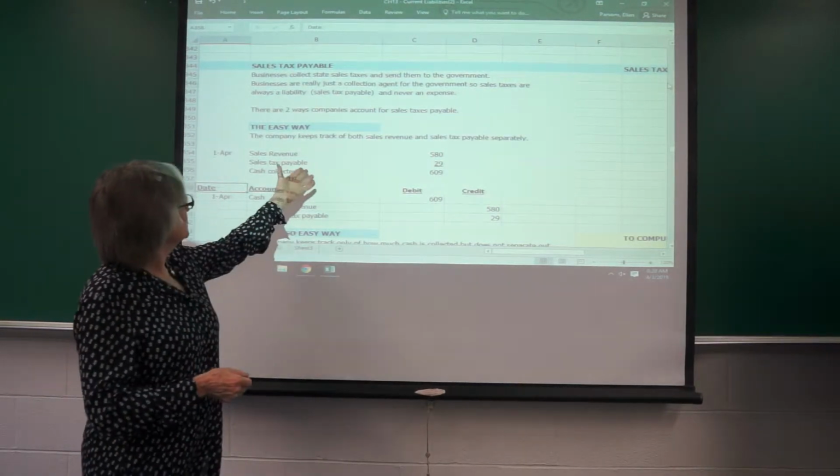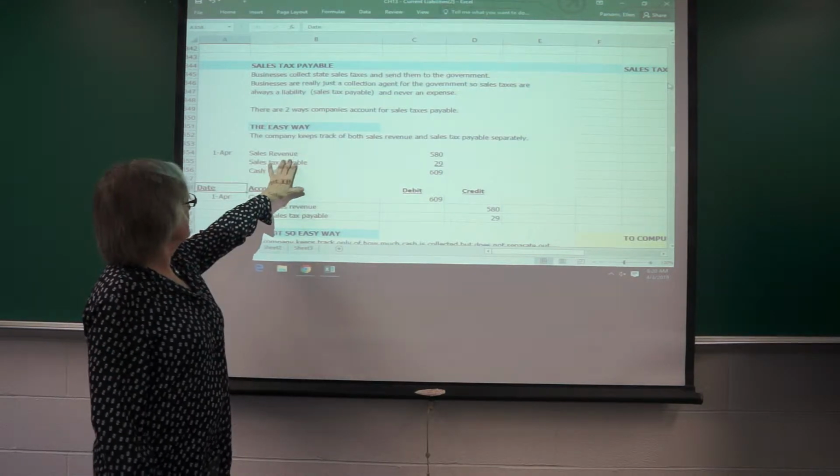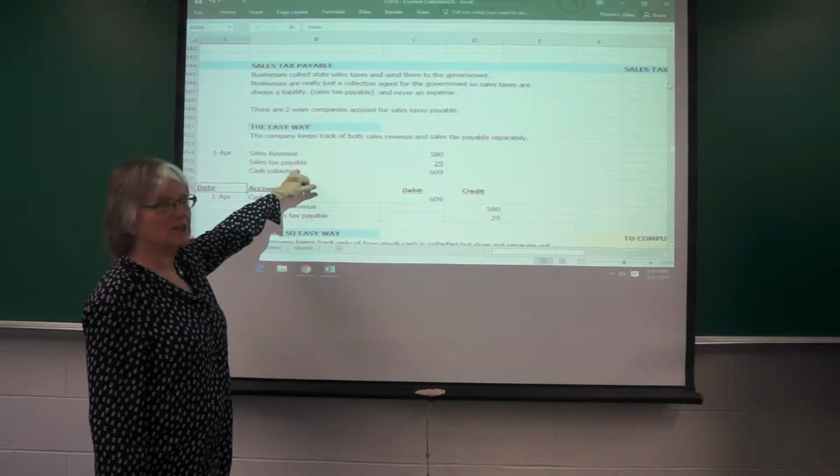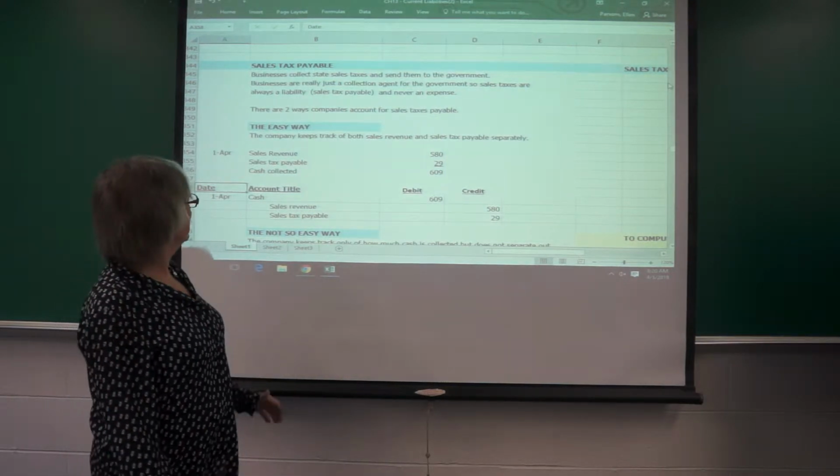A company can keep track of the sales revenue and the sales tax separately. In that case, you know the amount of revenue, you know the amount of sales tax payable, and you can just do your journal entry, okay?